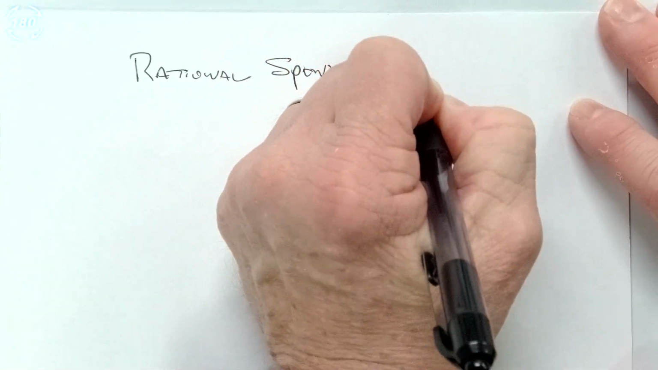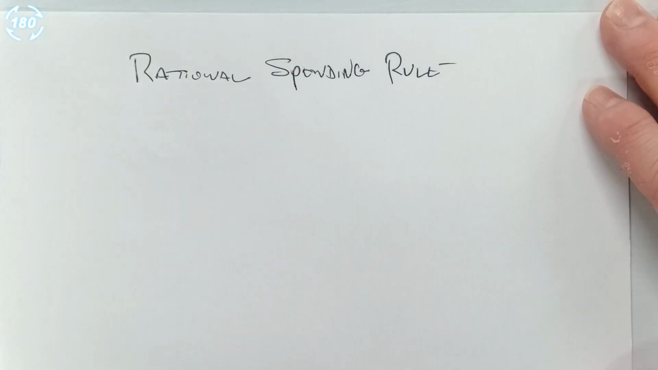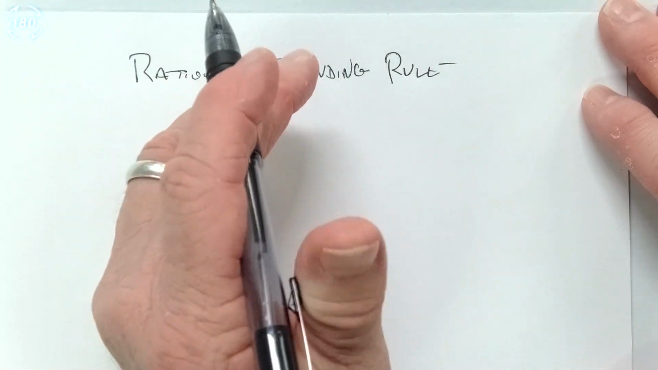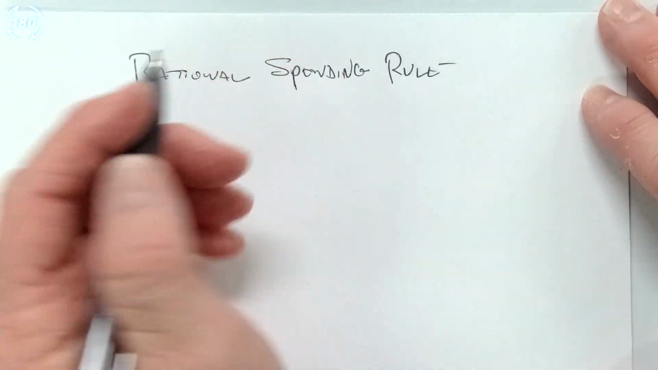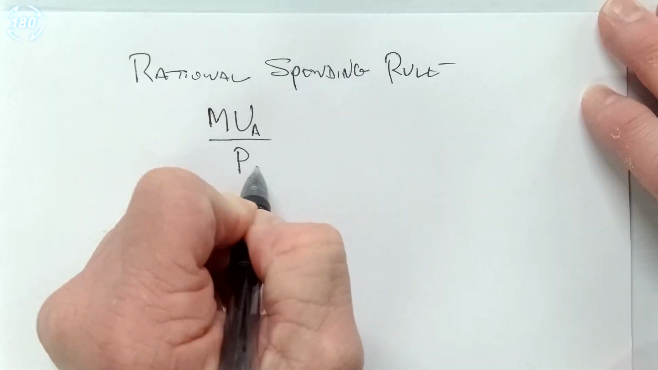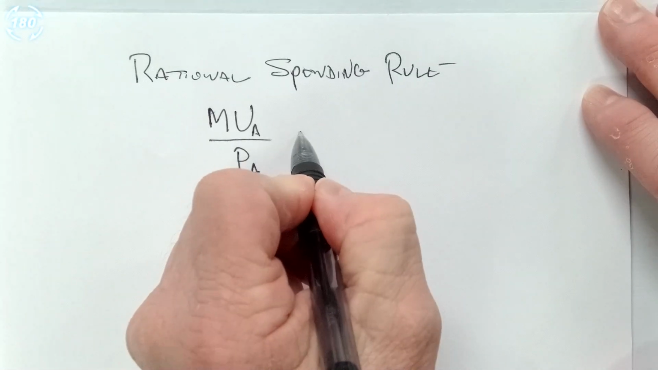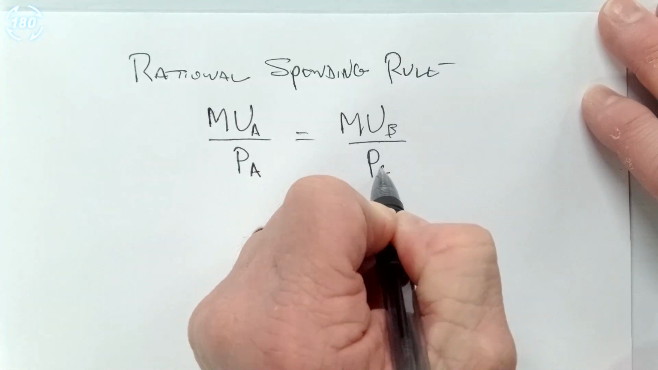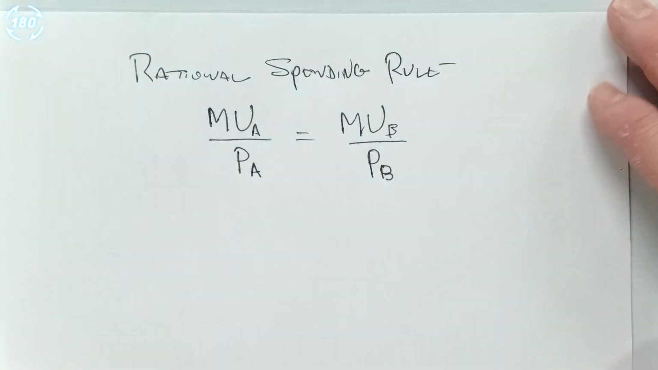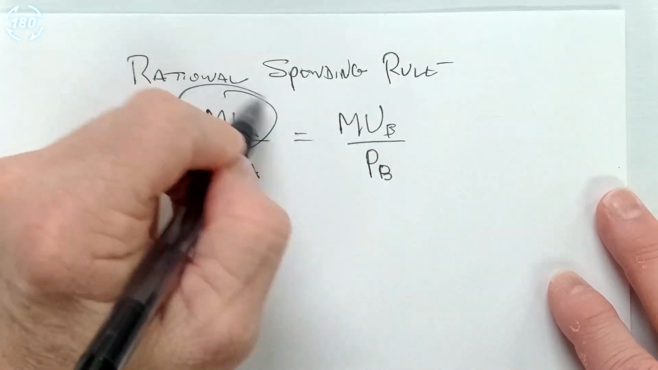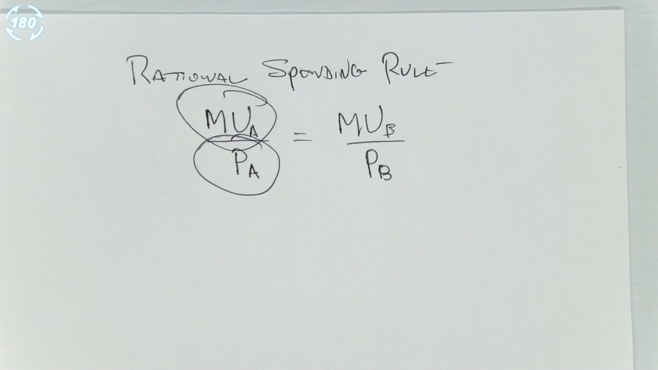Rational spending rule says that a rational person is going to expend their income across a universe of consumption goods, and we'll just look at two goods here, so that the last dollar spent will equate marginal utility per price across the two goods. If it were three goods, then you would have marginal utility of C over price of C. In other words, you get the same bang per buck on the last dollar spent. Okay?